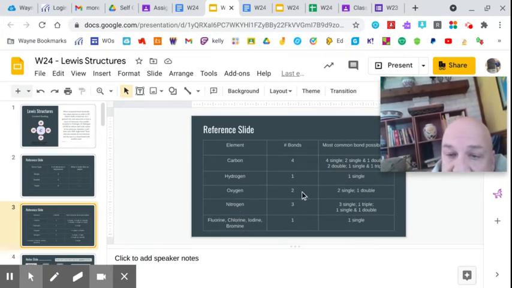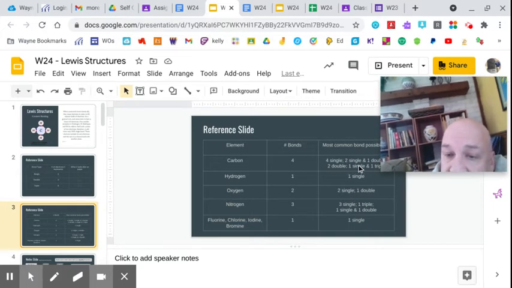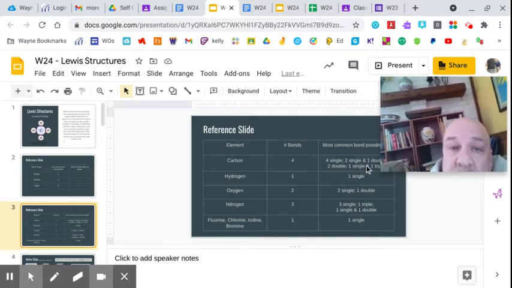Oxygen forms 2 bonds, which could be 2 single bonds or 1 double bond. Hydrogen can only form 1 bond, a single bond. Carbon is the basis of life, and this is why. It has a lot of options available to it.